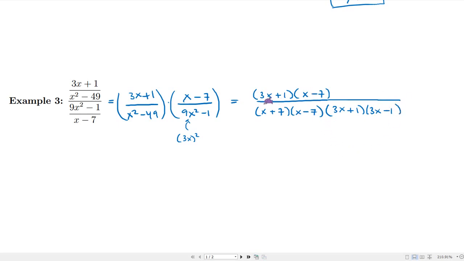And do we have any reduction? Well, yes, the 3x plus 1 reduces, and the x minus 7 reduces. So we are left with 1 up in the numerator. Both of these factors are gone. But then we have x plus 7 and 3x minus 1.